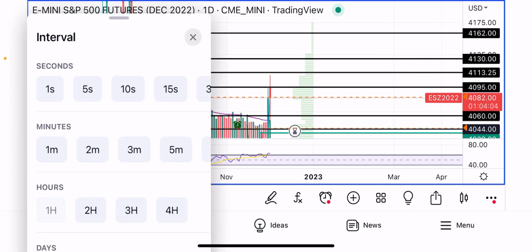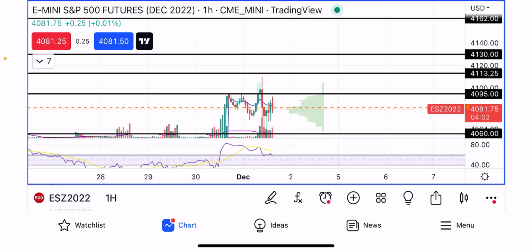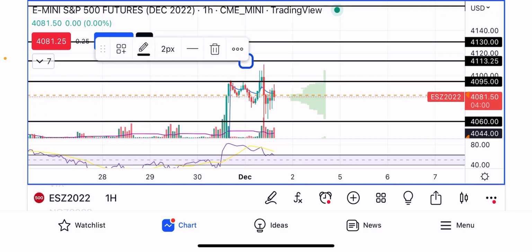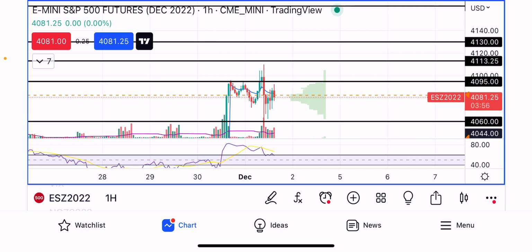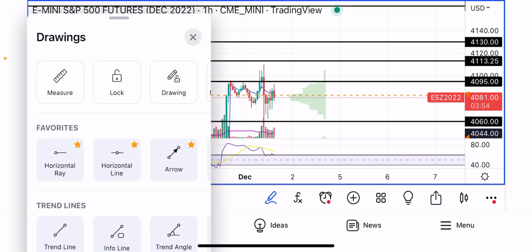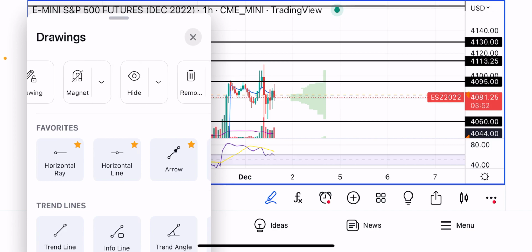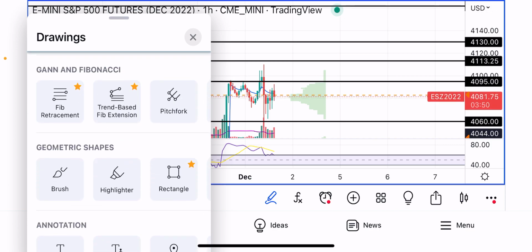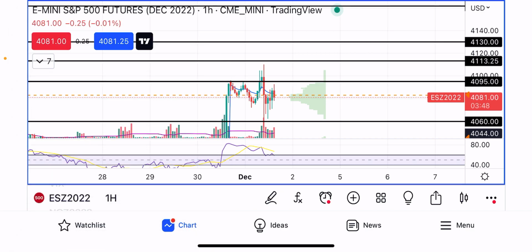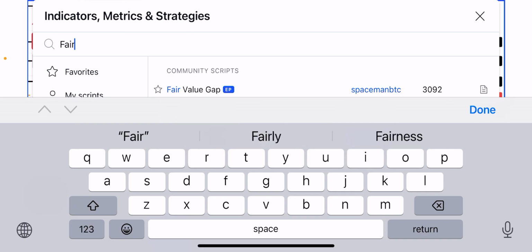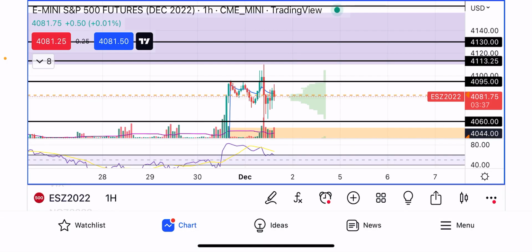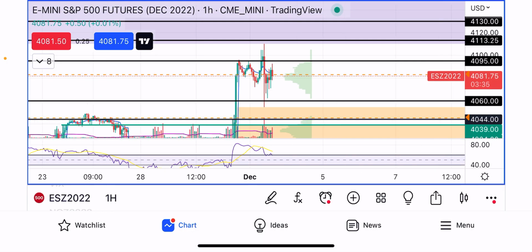So I'm on an hourly chart. That's where I like to see the action. Do I have a fair value gap? Okay, nope, I don't. Let's see. I'm going to go to my indicator area and type fair value gap. It's the first one you see. So now I have a fair value gap on my screen.